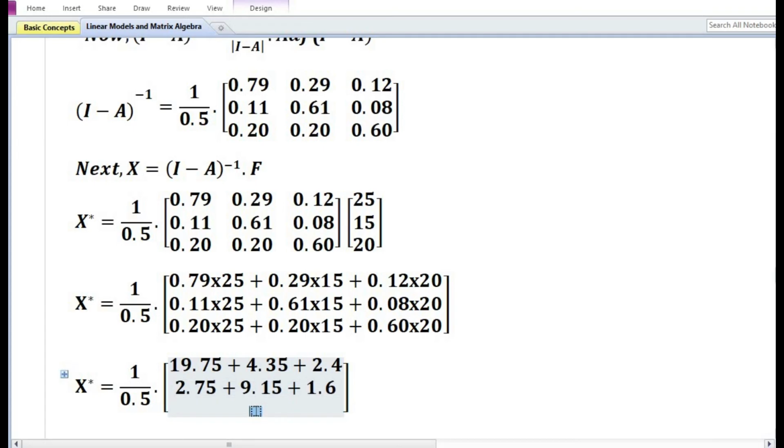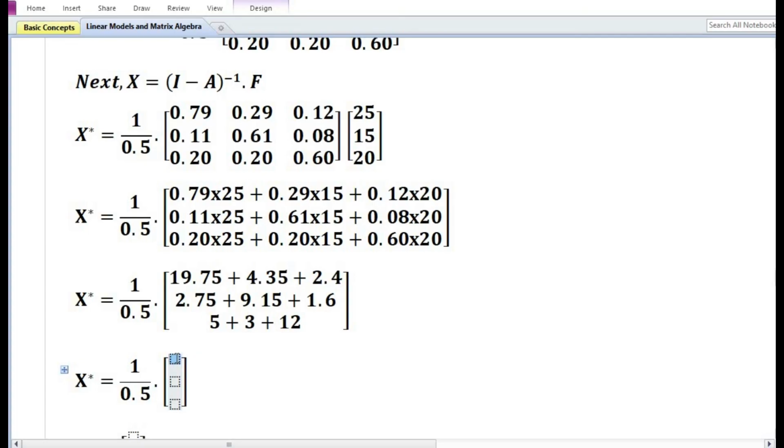0.20 times 25 equals 5 plus 0.20 times 15 equals 3 plus 0.60 times 20 equals 12. 19.75 plus 4.35 plus 2.4 equals 26.5. 2.75 plus 9.15 plus 1.6 equals 13.5. 5 plus 3 plus 12 equals 20.